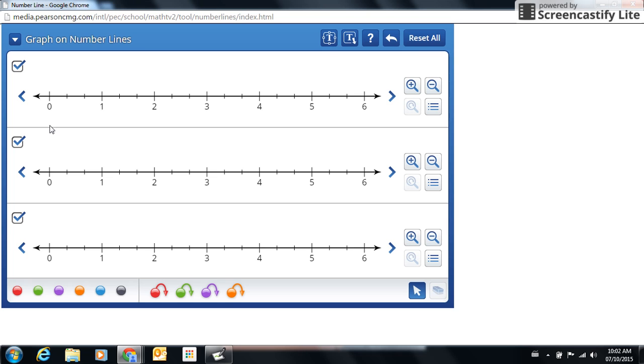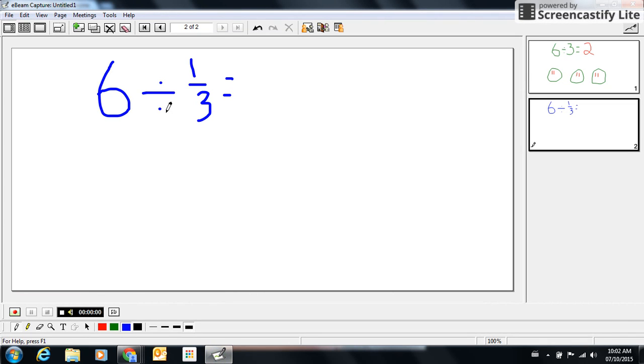Basically, think of it this way. I have 6 pizzas, and I'm dividing them into thirds. How many pieces of pizza will there be? So you're having a party, you order 6 pizzas, and you're dividing them into thirds. That's the way I would look at it.